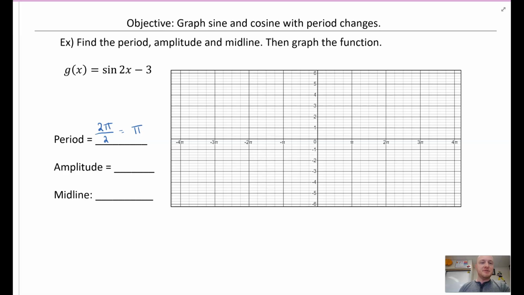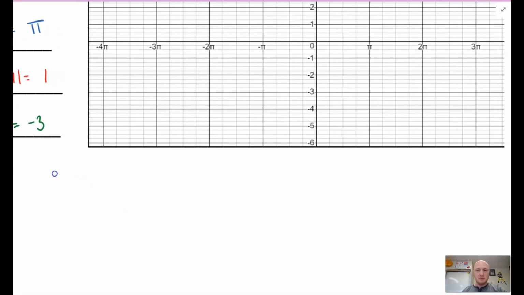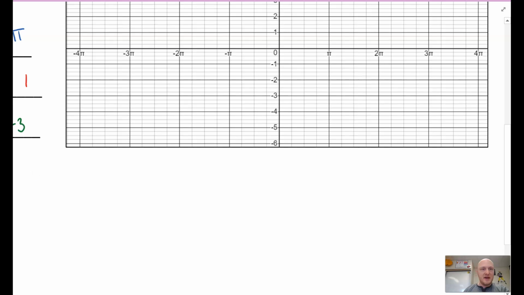Now amplitude. Our amplitude is the absolute value of our a value, which is just 1. I don't have an a parameter. Well, I do, but it's invisible. It's wearing the invisibility cloak, the Deathly Hallows. Borrowed it from Harry. Okay, midline. Y is equal to whatever our k value is, in this case, -3. So I'm shifted down 3 units. Let's go ahead and graph that midline. I'm going to try to use a thicker line so it's more visible. Okay, so here's our midline.